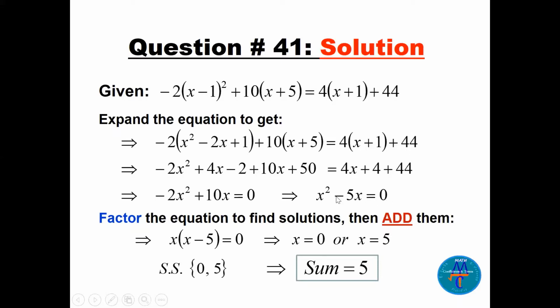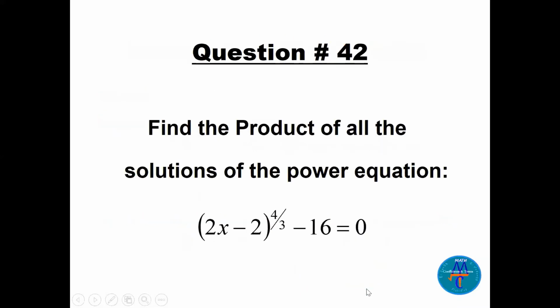Now, quadratic equation, factor x out if we have 0 here. If we don't have 0, then you bring the number there, use the quadratic formula. So x will be 0 or x will be 5. So we have two solutions. If we say find the sum, we add 0 plus 5. So the sum is 5.